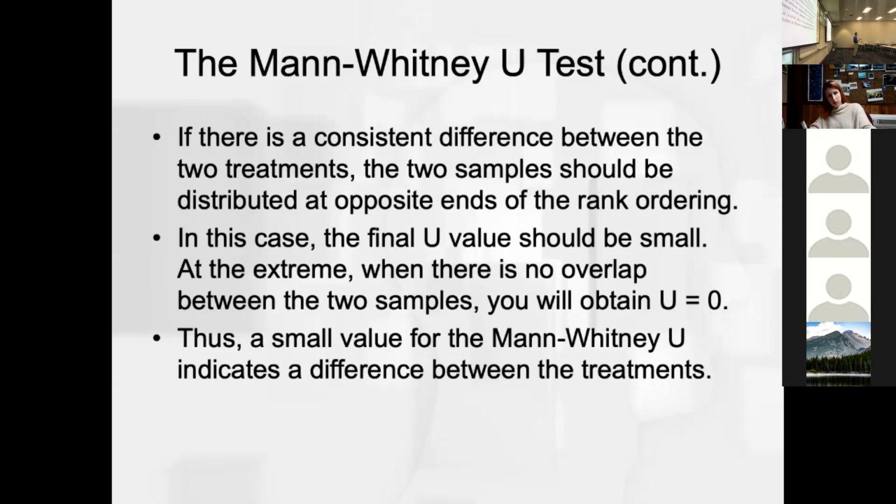If there's consistent difference between the two treatments, the two samples should be distributed at opposite ends of the rank ordering. In this case, the final U value should be small, and at the extreme, when there's no overlap between the two samples, you'll obtain a U of 0. Thus, a small value for Mann-Whitney U indicates difference between the treatments.